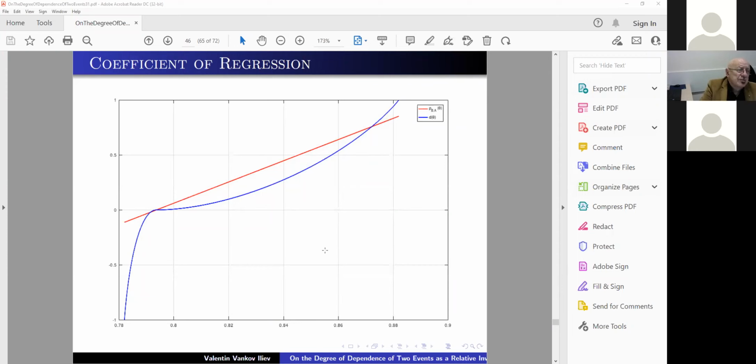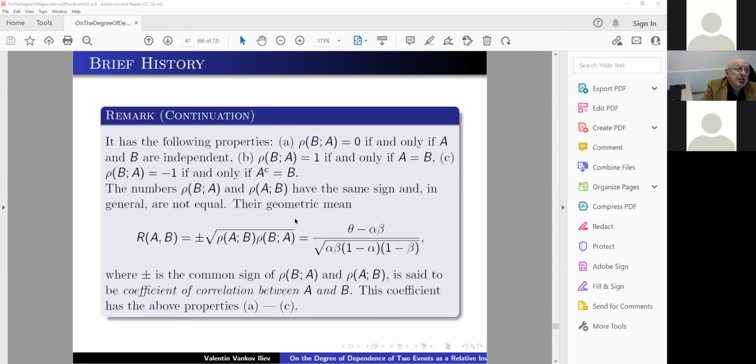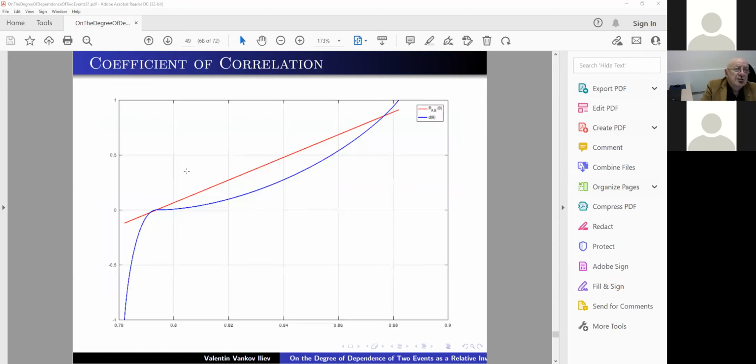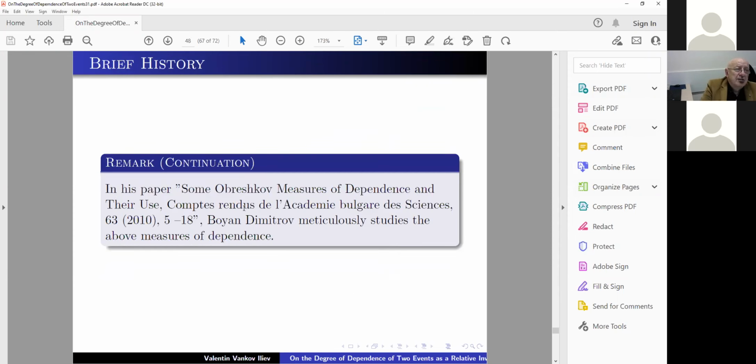So all those functions are linear functions, in fact. And here is his coefficient of correlation between A and B. It is symmetric. And here is its graph. I would like to note that Boyan Dimitrov meticulously studied the above measures of dependence, I mean the measures of Nikola Obreshkov, in his paper, which is cited here.